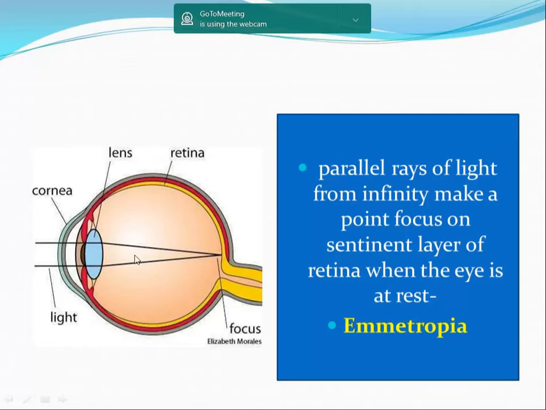See, actually the retina is like the screen of a camera. So unless the rays form an image on the screen, it is not perceived. So when the eye is at rest, that means when the patient is not accommodating, if the parallel rays of light manage to make a point focus on the sensory layer of the retina, then the image is appreciated very clearly. Such an eye condition is called emmetropia, that means free of all refractive errors.